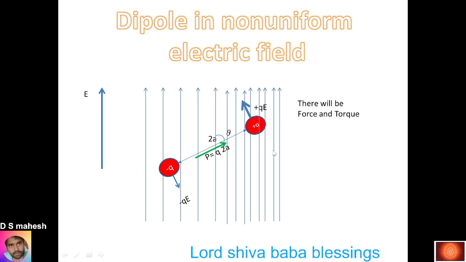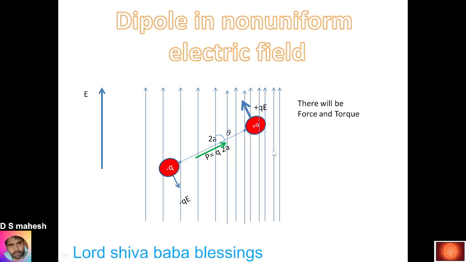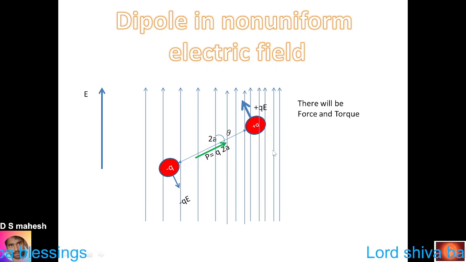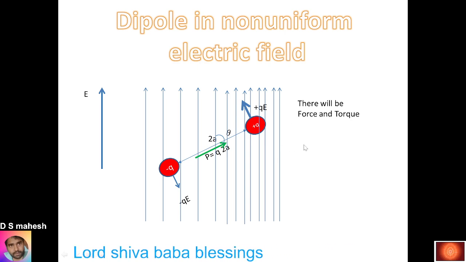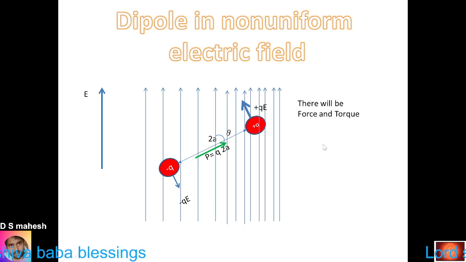So this is regarding the dipole in an electric field, both uniform and non-uniform. In a uniform electric field, there will be only torque, and that torque also becomes 0 when the dipole moment aligns with the electric field, whereas in the case of a non-uniform electric field there will be force and there will be torque. I hope you have understood this concept.